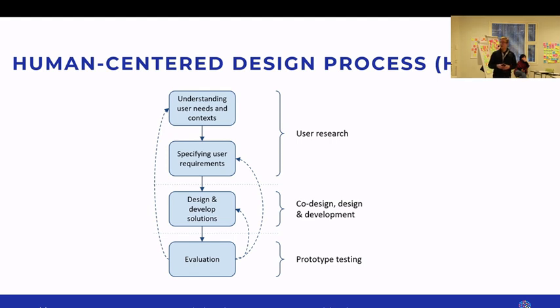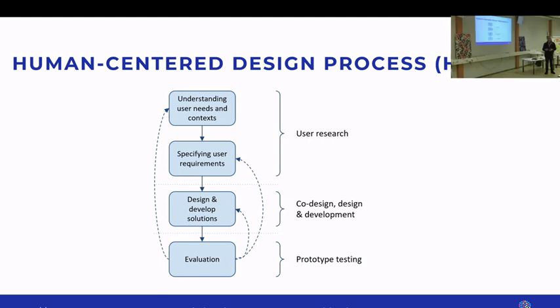And then we specify the user requirements after we do this user research, which is the first two steps. User research can include interviewing people, running workshops, basically collecting data in many different ways, doing surveys and so on. And I will show you a couple examples of what we did in the Digiraati design process.